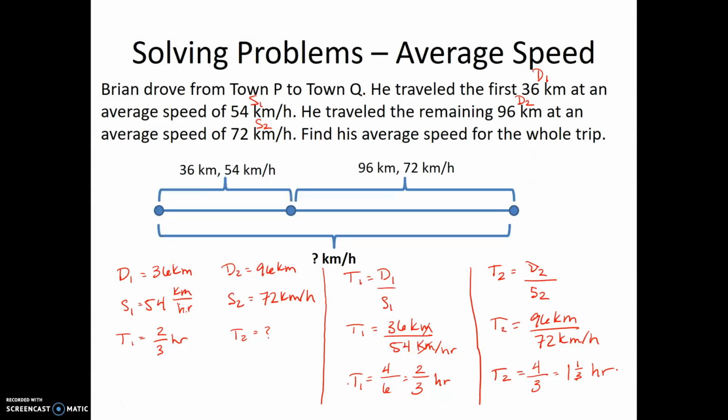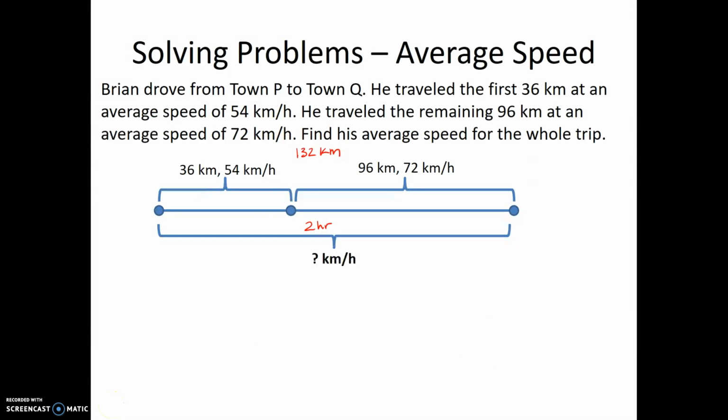Okay, cool. Now we know how far Brian went and how long he drove for. So to find our total distance, we're just going to add 96 plus 36. So our total distance is going to be, let's see, 6 plus 6 is 12, and 9 plus 3 is 12, plus 1 is 13, so 132 kilometers. And our total time is going to be 2/3 of an hour plus 1 1/3 hours, which is going to be 2 hours.